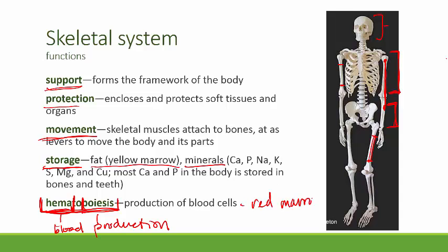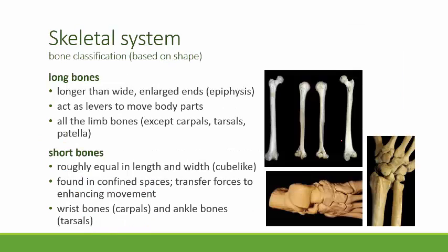And red marrow, it's found here at the ends of long bones. It's found in the pelvis, in the sternum, the ribs, and even in many bones of the body we see lots and lots of red marrow. So the last thing that we'll discuss in this lecture is the shape of bones and how we classify bones based on their shape. Long bones are bones that are longer than they are wide.